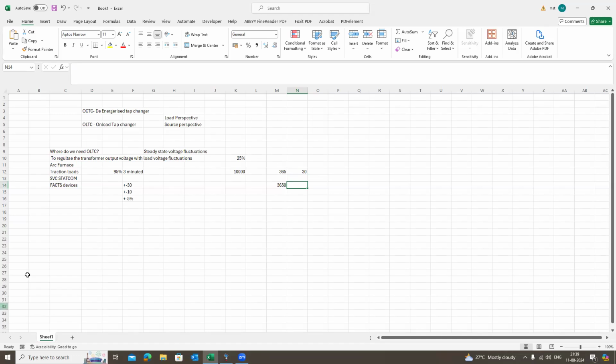Okay. Now the next question comes: where is this OLTC needed? Means my question is, is it required for a power plant, or is it for a load center? Okay, so where is this OLTC needed? Any answers? Is it required for the power plant, or is it required for the load center?